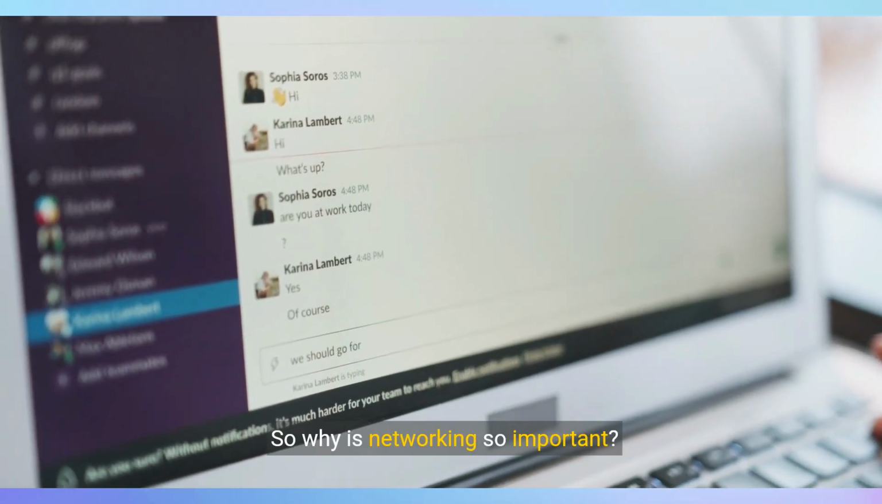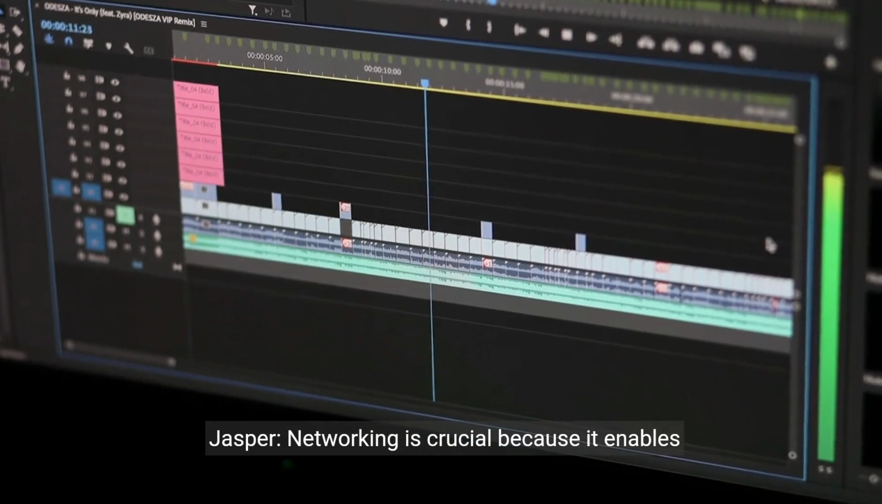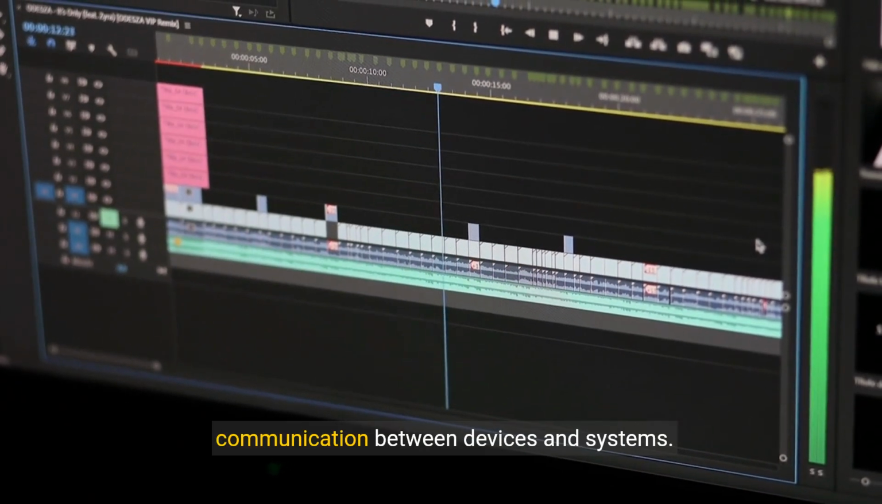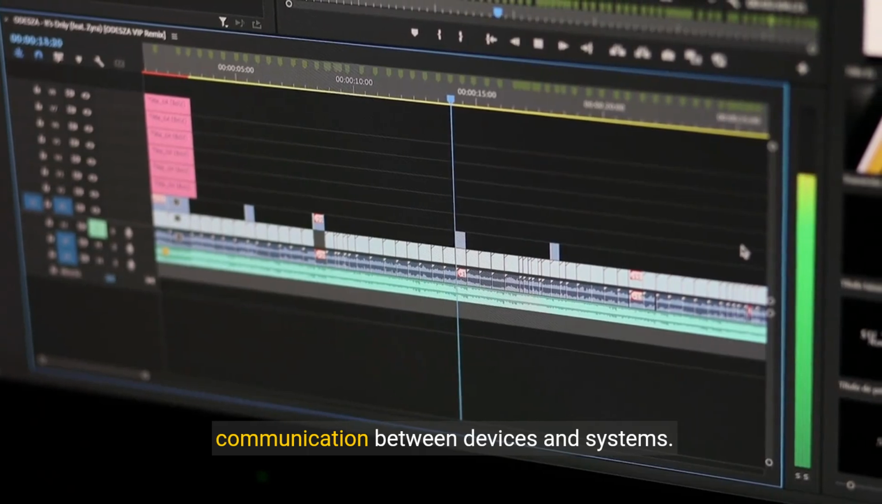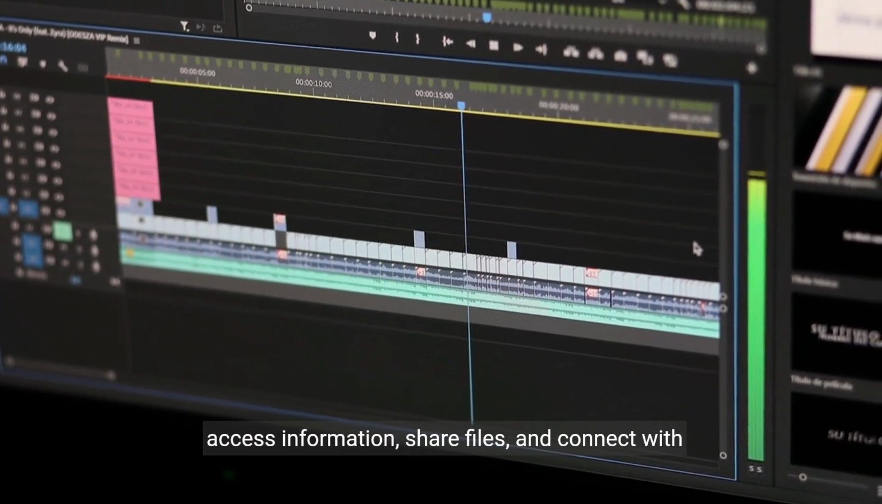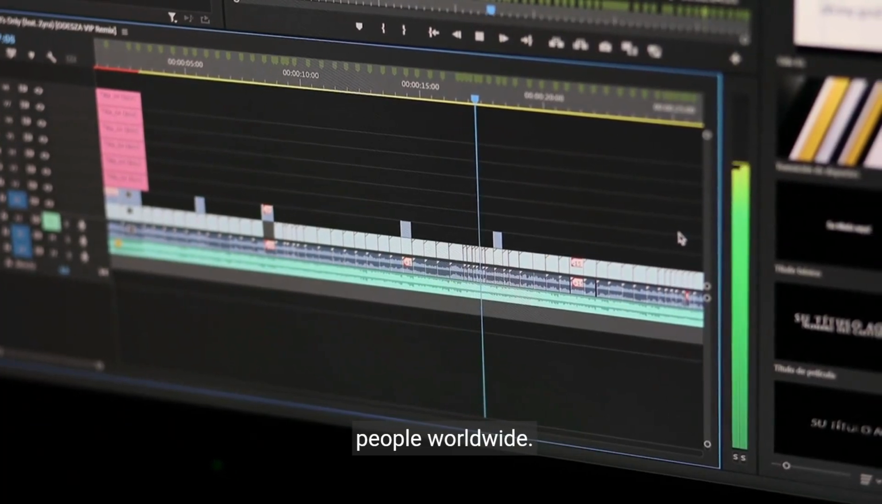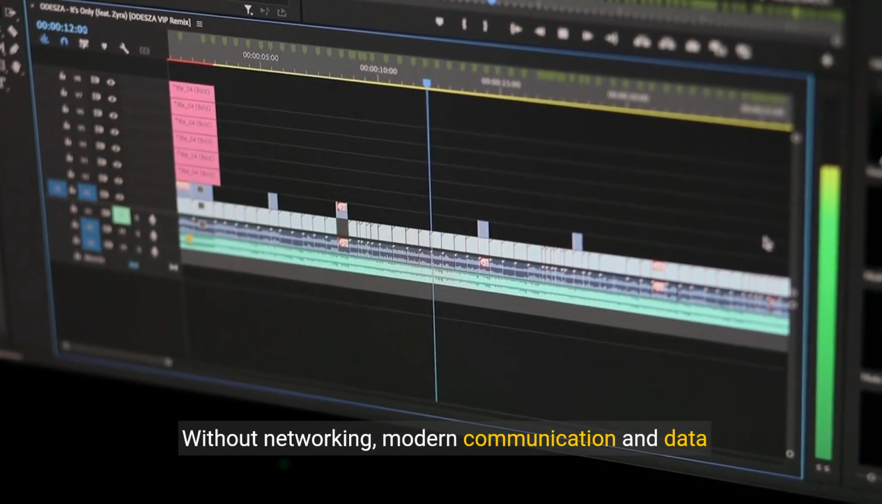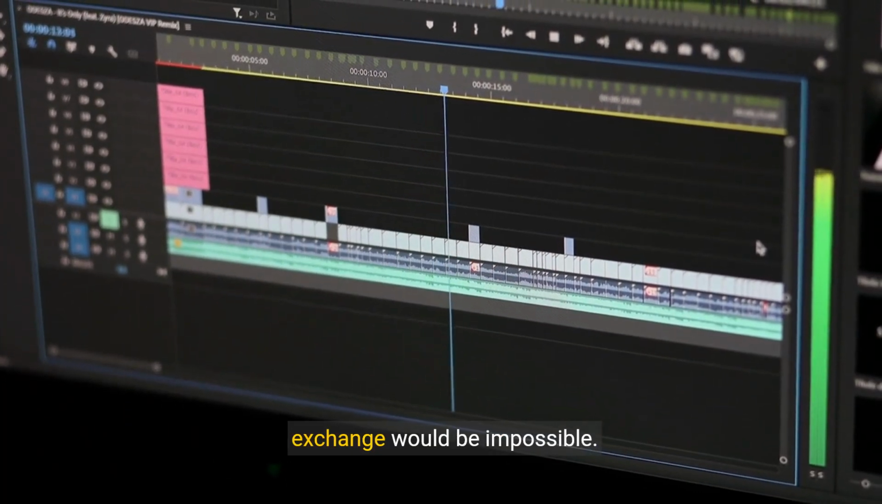So why is networking so important, Jasper? Networking is crucial because it enables communication between devices and systems. It's the backbone of the internet, allowing us to access information, share files, and connect with people worldwide. Without networking, modern communication and data exchange would be impossible.